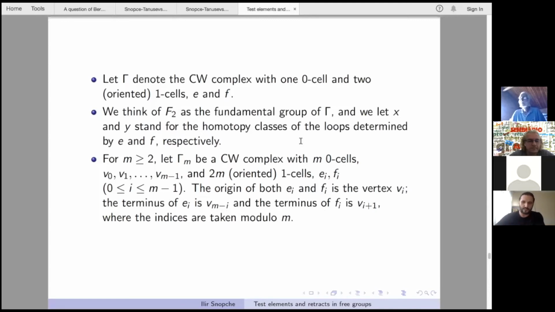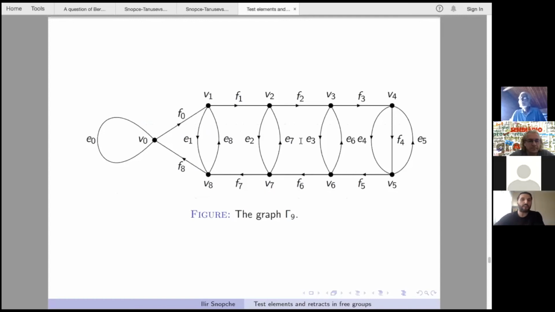So actually, we have this picture for Gamma_9. In our case, we have e and f, a bouquet of two circles. But now we have this space, and it turns out that this is a covering space. And what do we have? We have f0, f1, f2, f3, up to f8 here. And then we have e1 in this direction, e8 in this direction, e2 in this direction, e7 in this direction.